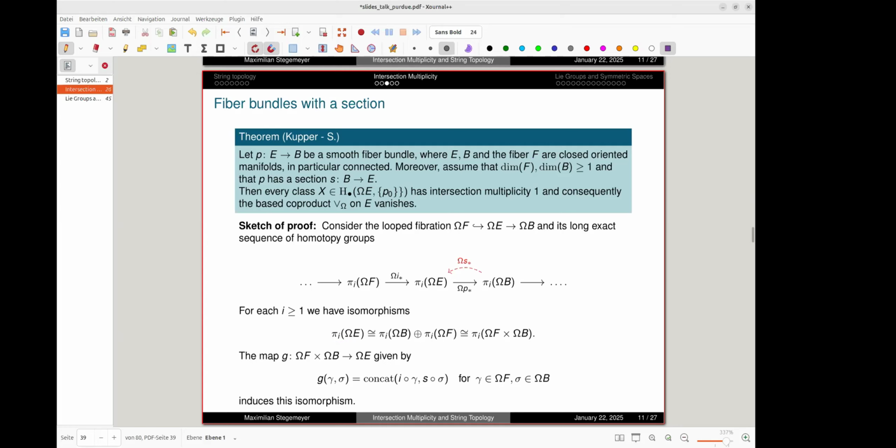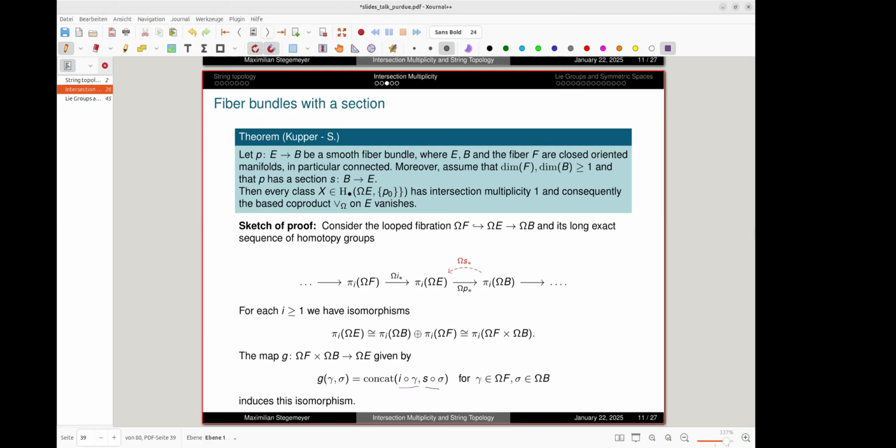The point is that this isomorphism we can actually make more explicit. We can write down a map G from this product omega F times omega B to the based loop space of the total space. You take a loop gamma in the fiber, which of course also lives in the total space, and a loop in the base you can lift to the total space with the section S. Everything is based here, so this concatenation is well defined, and then you can check very easily that this map induces this isomorphism in homotopy groups.